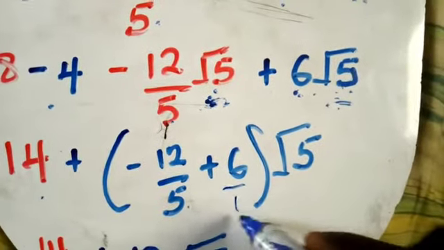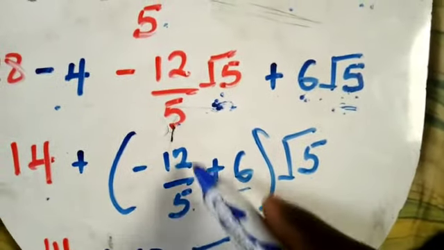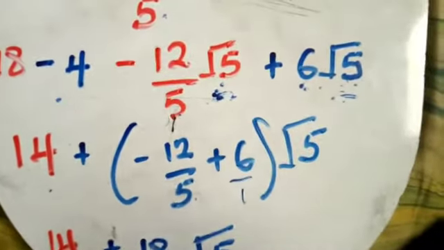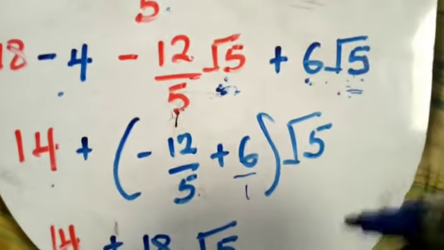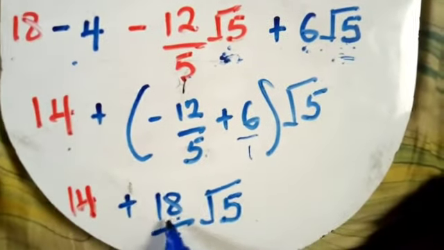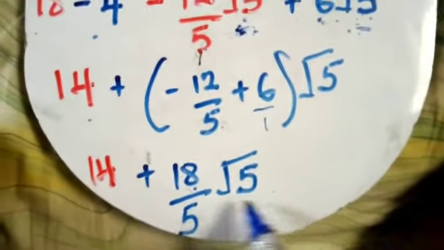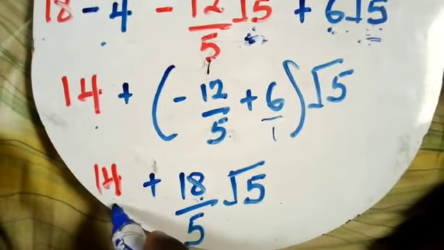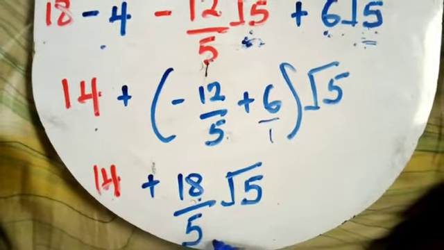This is just a fraction, right? You find the LCM and then you do your calculation. If you don't know how to do this, just comment down below and we are ready to help you. If you do this calculation perfectly, then you arrive at positive 18 over 5 and then root 5. So your final answer should be 14 plus 18 over 5 root 5.